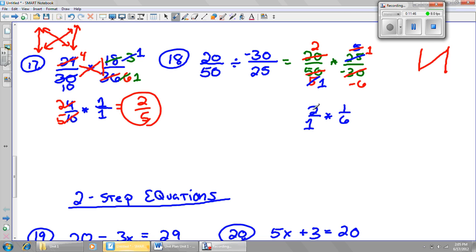And look, I have a 2 and a 6 when I go down to the right. Divide 2 by 2 and get 1. Divide 6 by 2 and get 3. I've checked all 4 directions, simplified as much as I can. 1 times 1 is 1. 1 times 3 is 3. And there we go. The answer is 1/3.